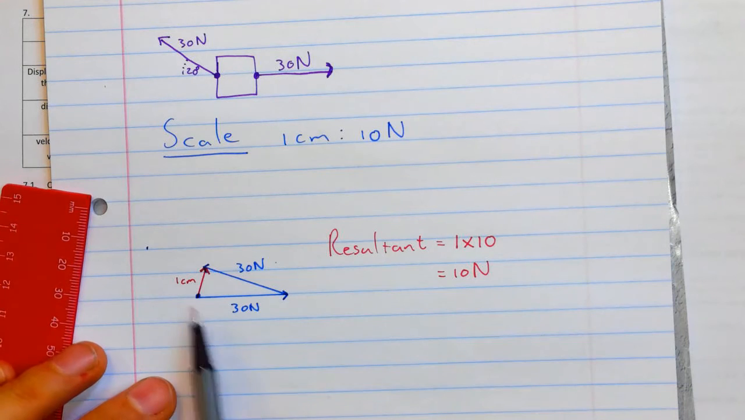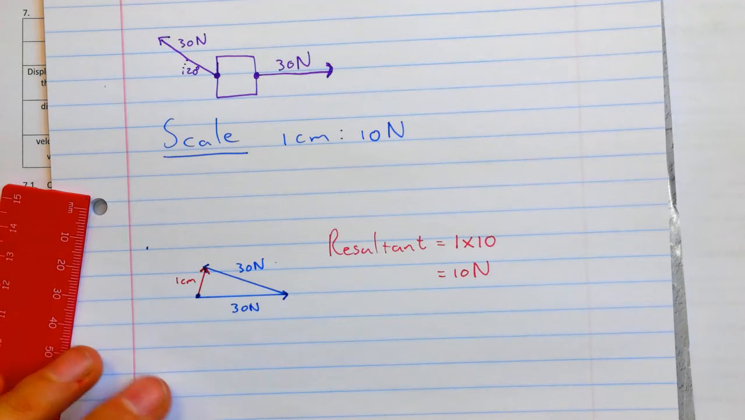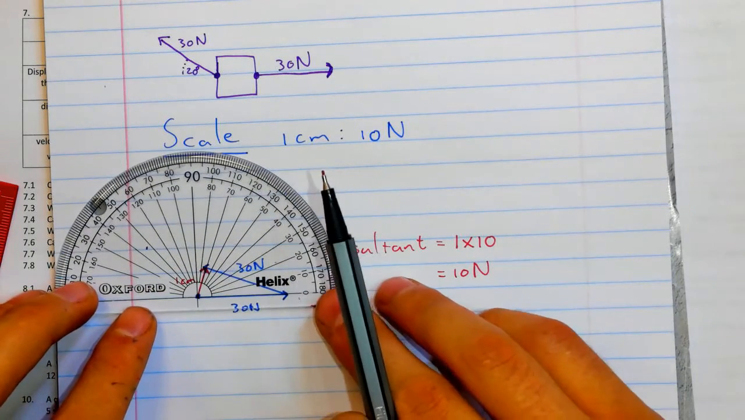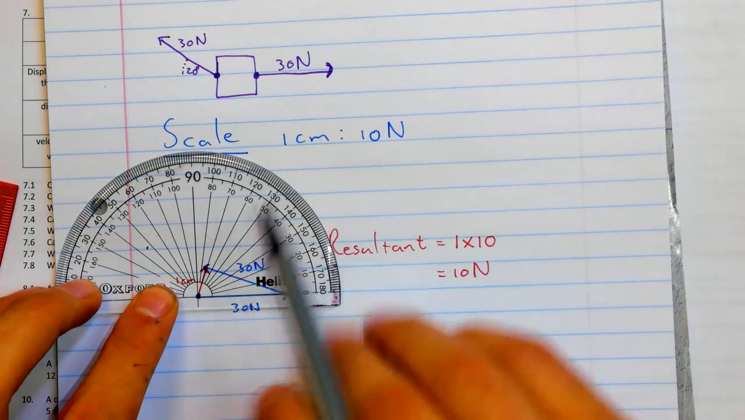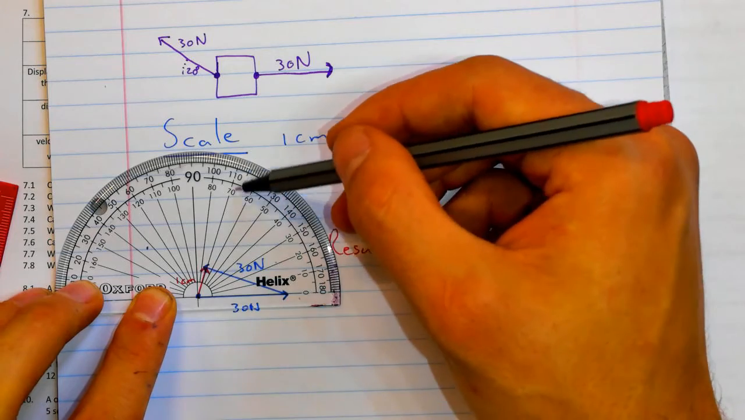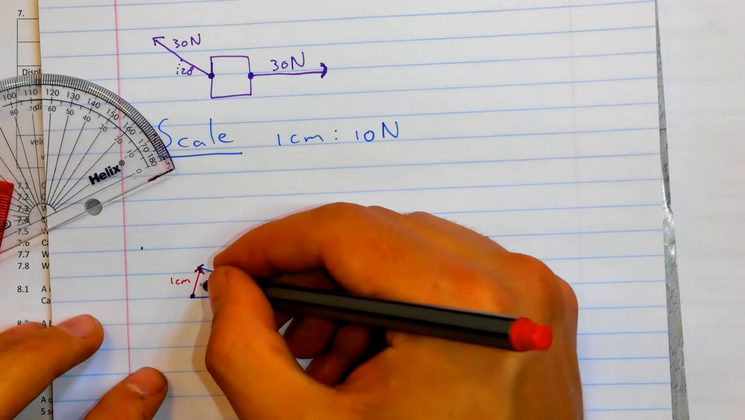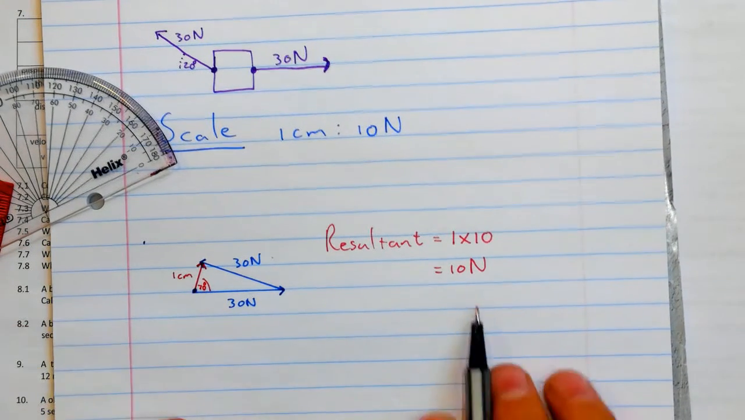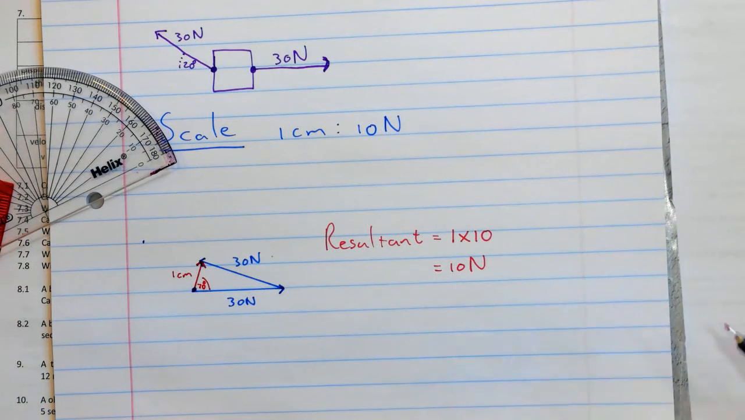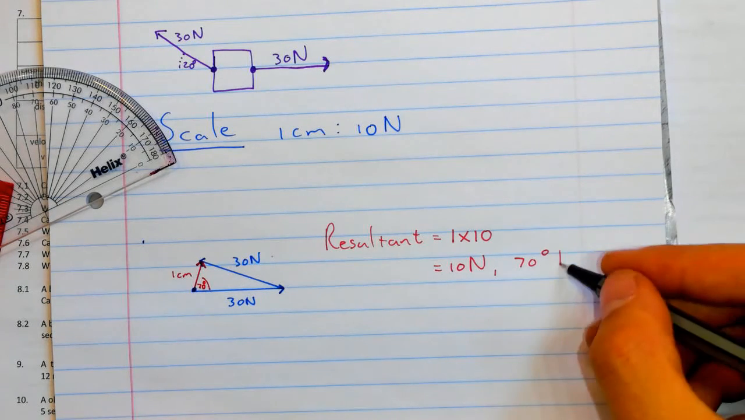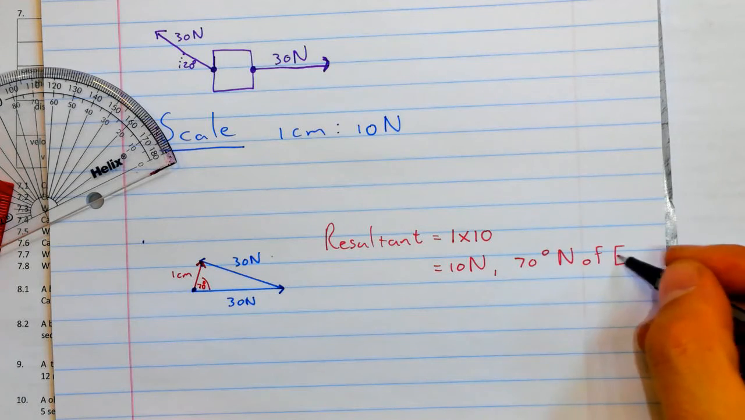Now, since this is a vector quantity, we also need to give the direction of our resultant vector. To get this graphically, we use our protractor, place it on the line, and we can measure this angle from 0 up to the red line to be 70 degrees. So that angle there is 70 degrees. So what we add as direction, we've got two options. I'm going to say 70 degrees north of east.